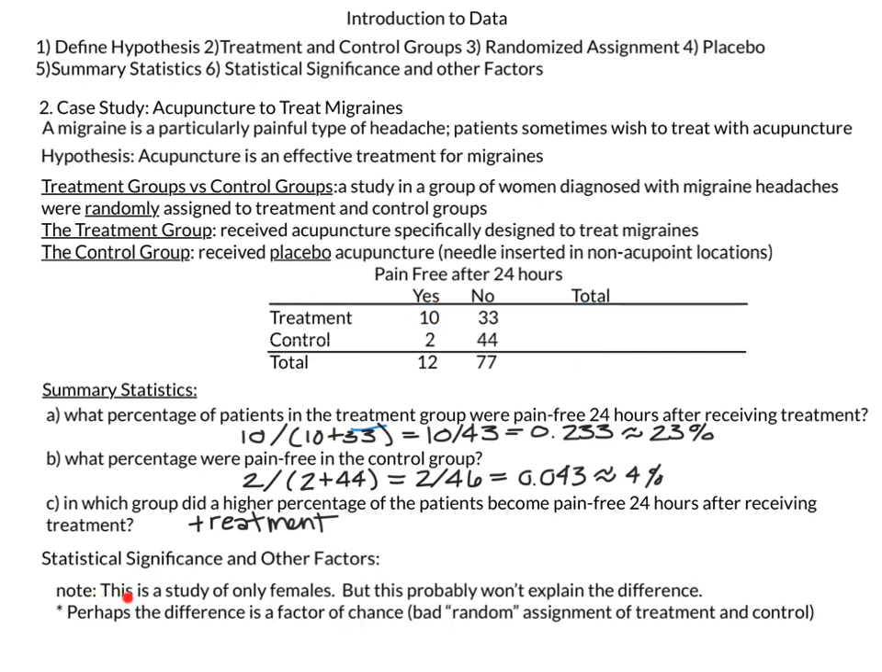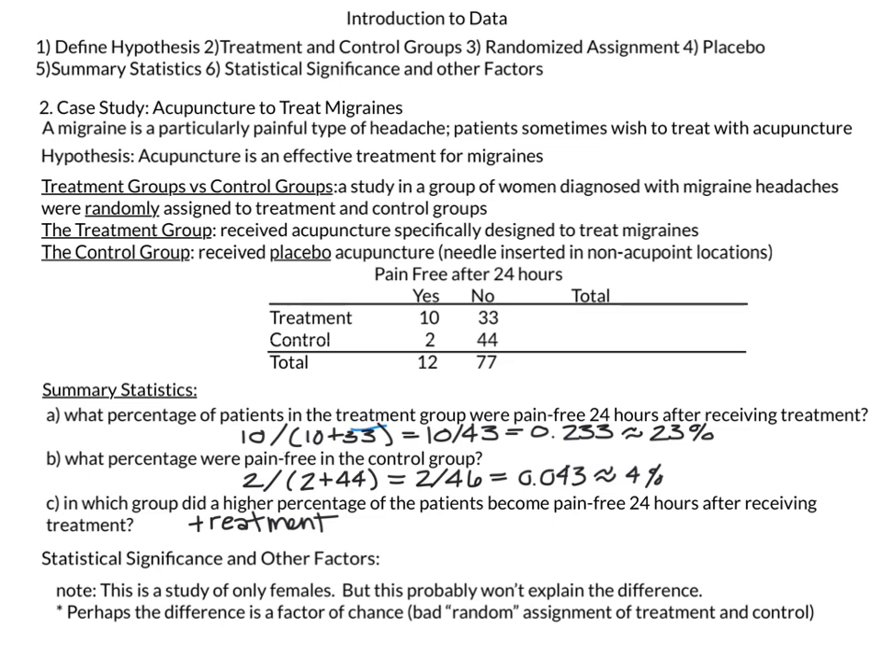So the first thing I noted is this is a study of only females, right? We talked about here a study of a group of women. However, later we were asking, how does this relate? This is about treating all people. So this is a study of only females, but the fact that they're all females probably won't explain the difference here between the percentage of people being pain-free after 24 hours.